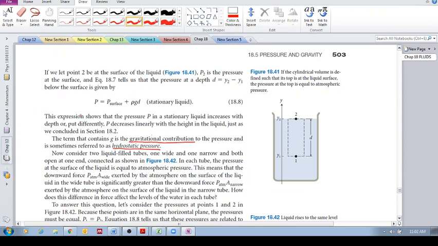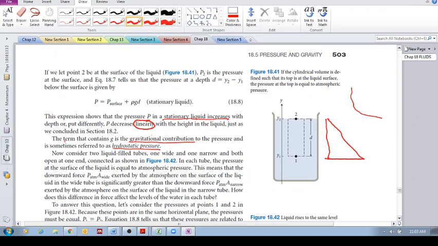So this expression shows that the pressure P in a stationary liquid increases with depth, or put differently, P increases linearly with depth in the liquid. Notice, guys, linearly. So it's going to have some kind of function like this, something like that. Excuse my drawing, but it's a straight line. It's not like a gas, where it did this, which is a non-linear function. This one is linear.